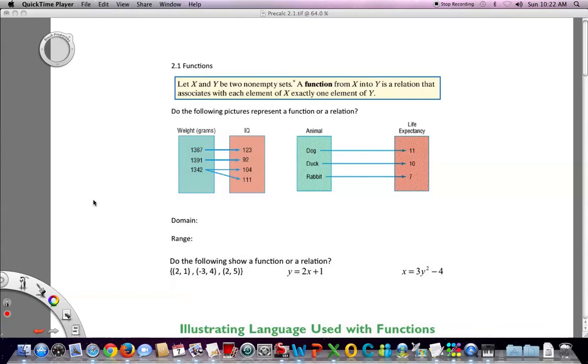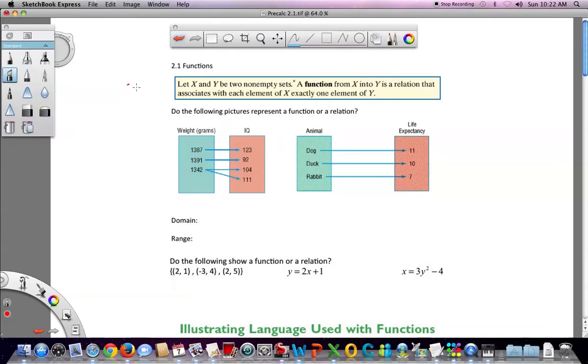A function from x into y is a relation that associates with each element of x exactly one element of y. Do the following pictures represent a function or a relation? So this is a bit of a mouthful here. I'm going to try to explain that just through some examples.